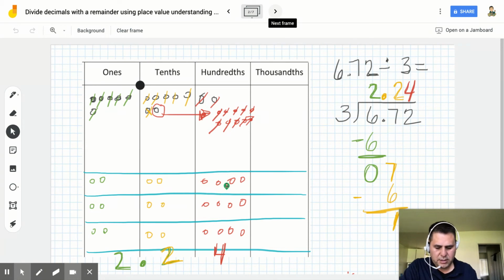So if I give away 4 groups of 3 or 4 cents to the 3 people, how much have I given away? 12. How much do I have left? 0. When I get to 0, I am done. And now as you can see, everyone's gonna get $2.24. Let's try one more.